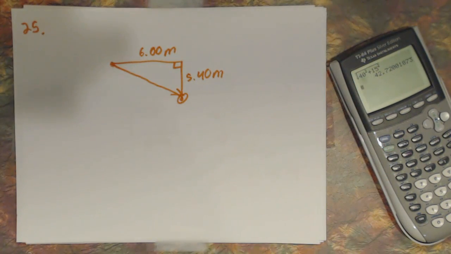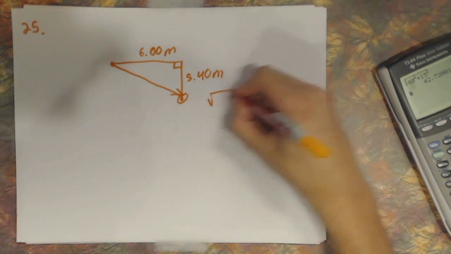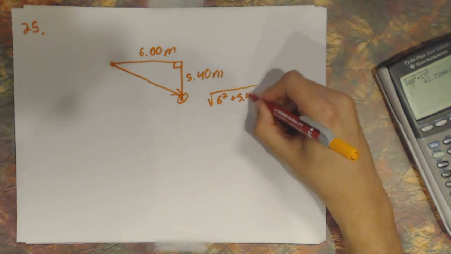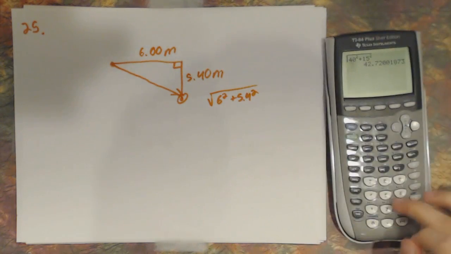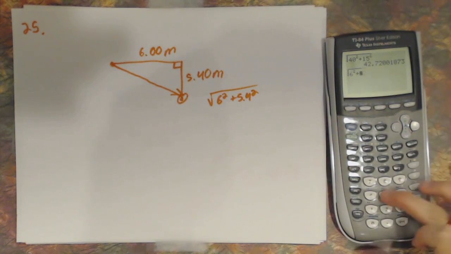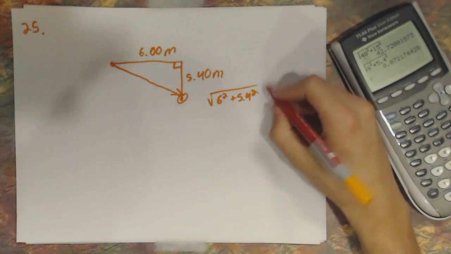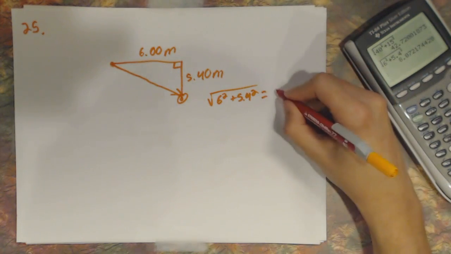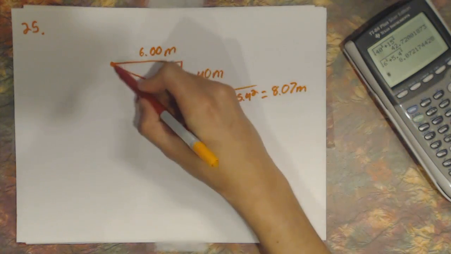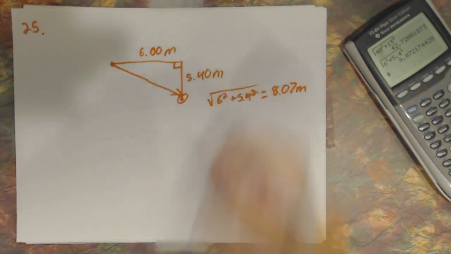So to find the direction and magnitude of that, first we're going to do magnitude because it's easiest. You can do square root of 6 squared plus 5.4 squared. I can't do that in my head. So square root of 6 squared plus 5.4 squared, and that's going to give you 8.07 meters, which is the magnitude of this length, or the magnitude of this vector.